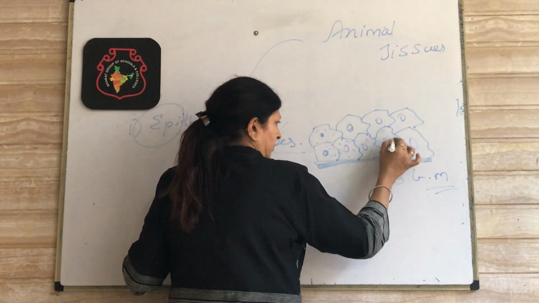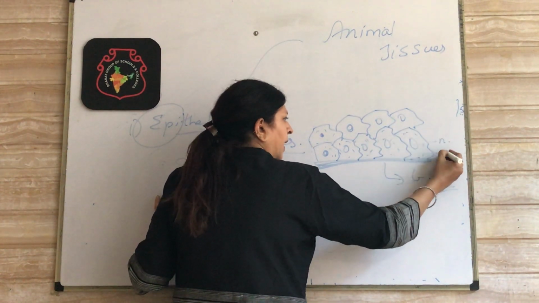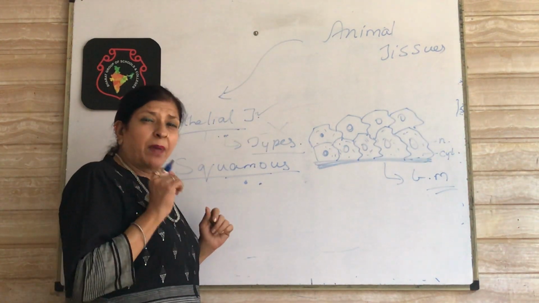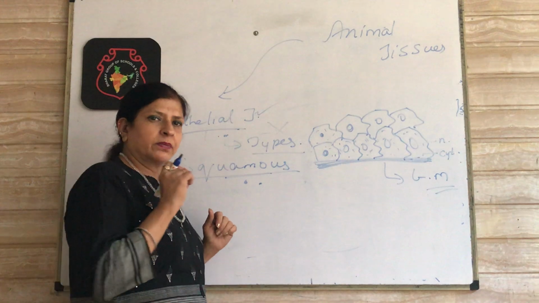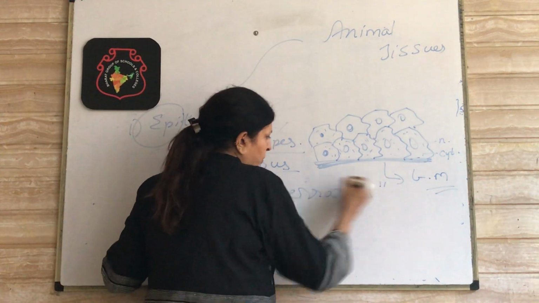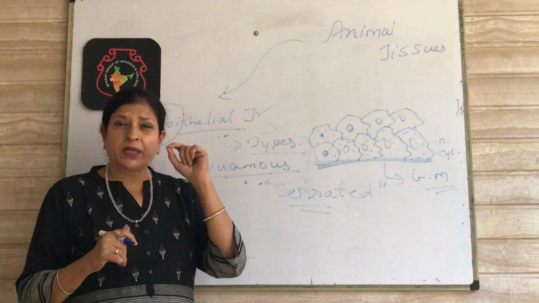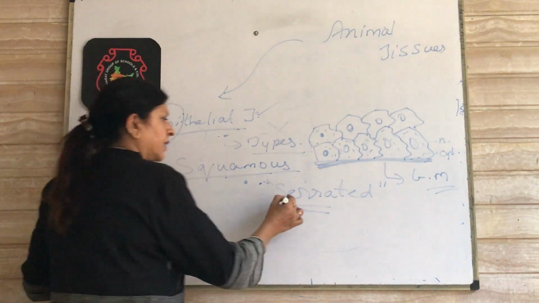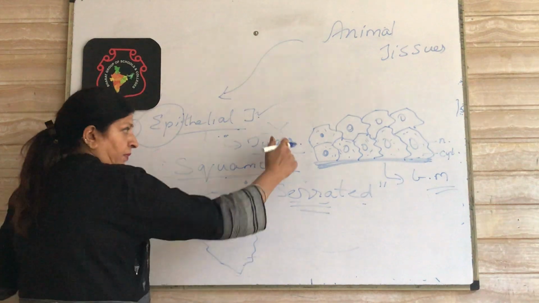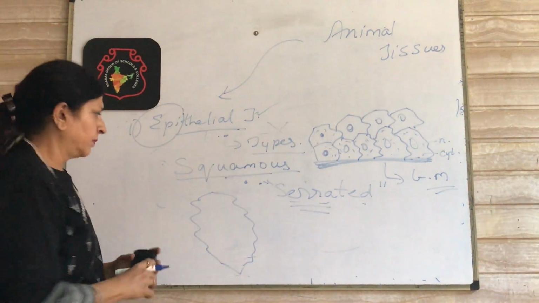Cell means what? What are the two things coming into your mind? Nucleus and cytoplasm. You notice that the margin is wavy. We use a special term. See, you have to get used to these bio terms. We call it a serrated margin. Serrated. Wavy. Can you see this? I have drawn a wavy margin. Boundary, margin.